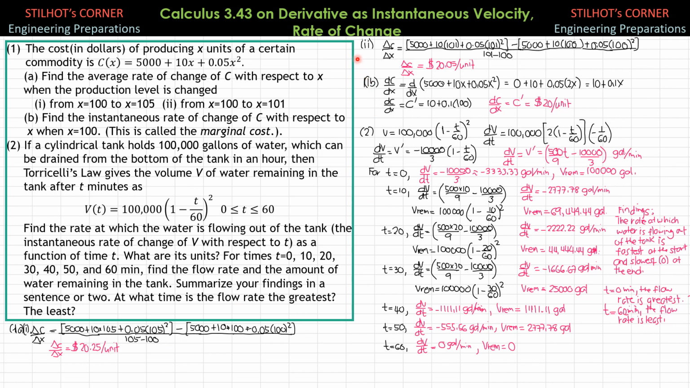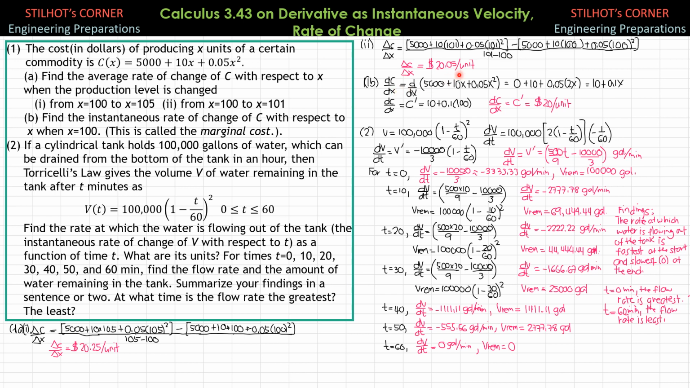Then for part 2, X from 100 to 101, the same. We replace X here by 101. Then 5,000, that's 100. So we get divided by 101 minus 100, we get $20.05 per unit.